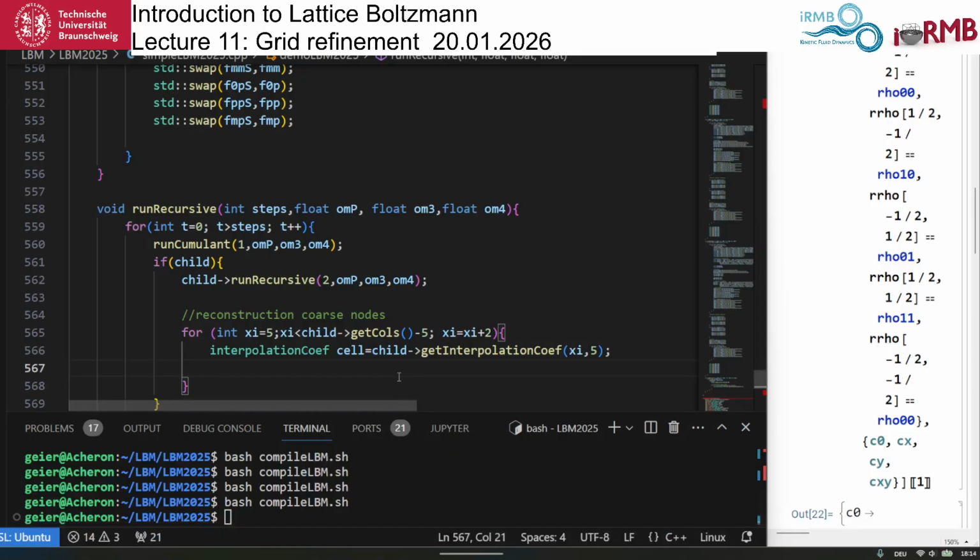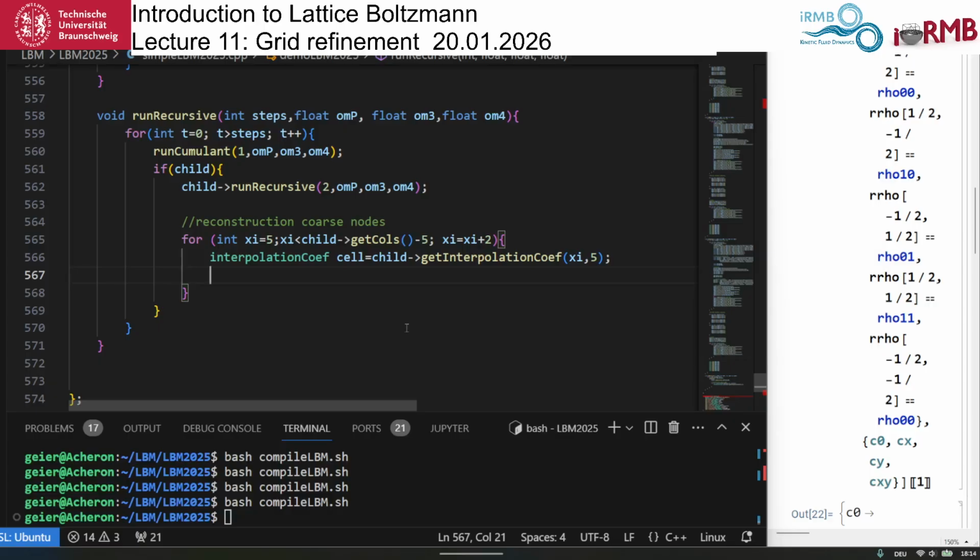So then how's this done? We have these coefficients. Now we have to compute the velocity, float ux.